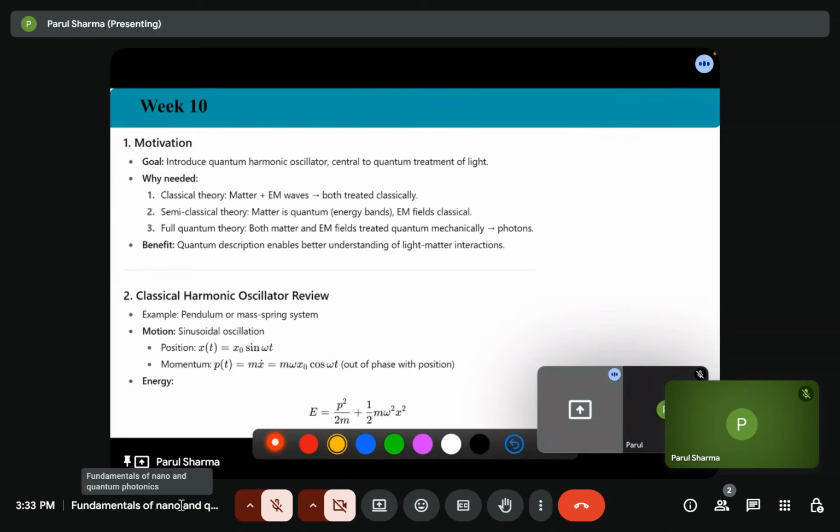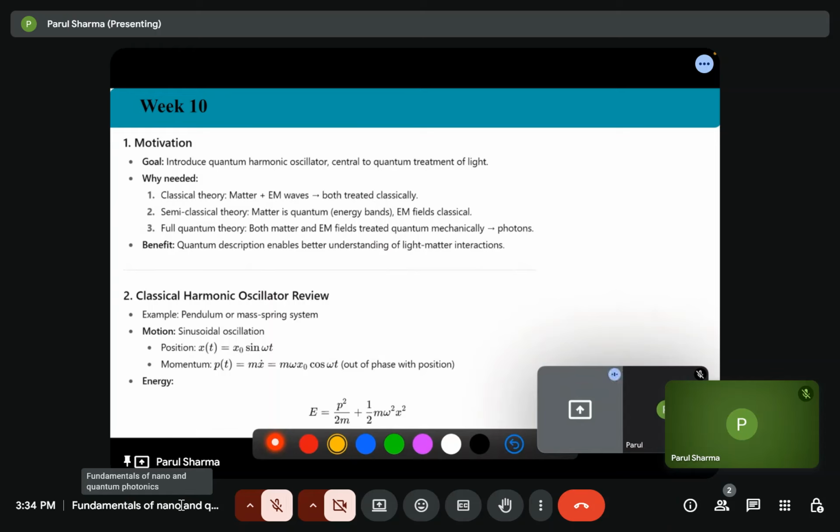That is, we will deal with the energy bands. We will treat matter using energy bands. So what does it mean? It means in semi-classical, one component will be treated as classical, whereas in quantum description, we will start matter as energy bands, and EM waves will be created in quantum fashion, like photons.